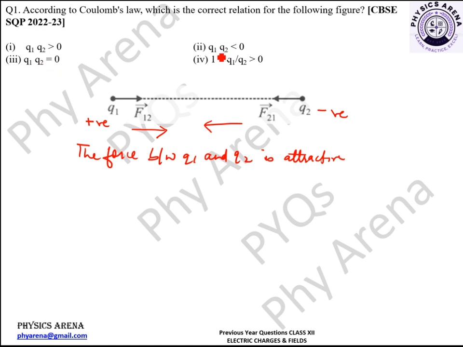Option 2 says Q1 Q2 is less than 0. And when one of the charges is positive and the other is negative, their product is negative. So positive multiplied by negative will always give us a negative value. From this, we can conclude that option 2 is correct, and this is the answer for this question.